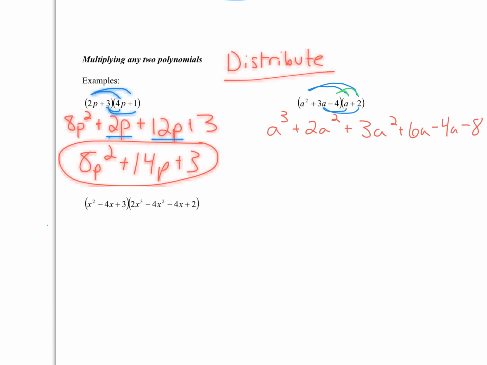And again, looking to combine anything to simplify. So combining a squareds, and then we can also combine these a's together. So I have, in descending order, a cubed up top. Then I have this a squared and this a squared. That gives me 5a squared. Combining the a's together, that should be 2a's and then minus 8.